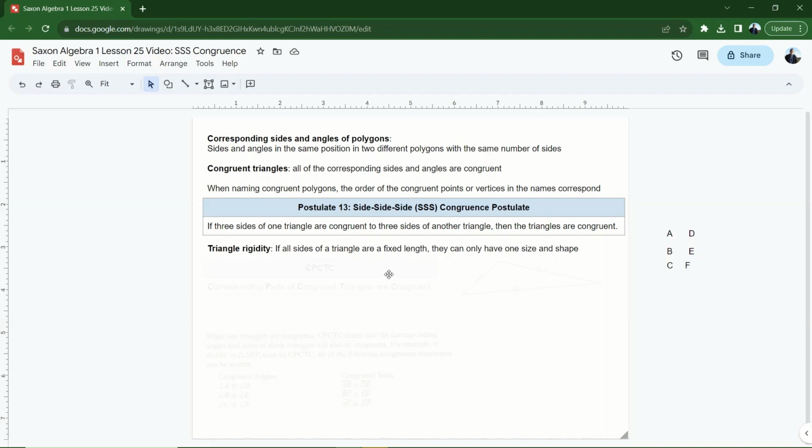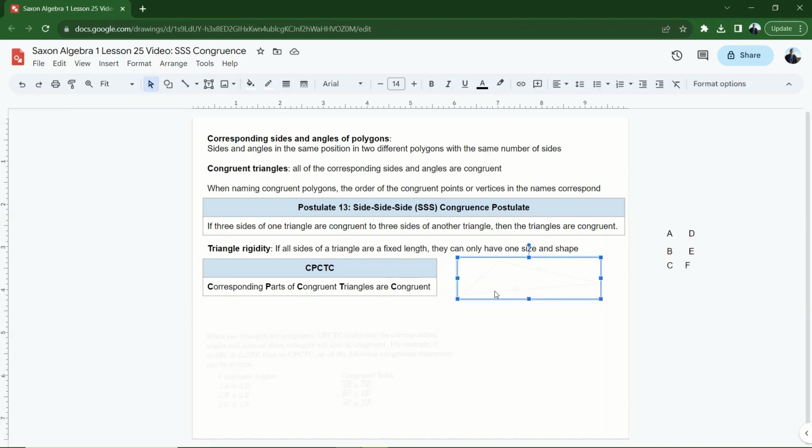And then just one little hint for remembering how this works out, and you can use this in proofs as well. CPCTC stands for corresponding parts of congruent triangles are congruent. So the corresponding angles are congruent, corresponding sides are congruent. All right, now let's take a look at what this means here.